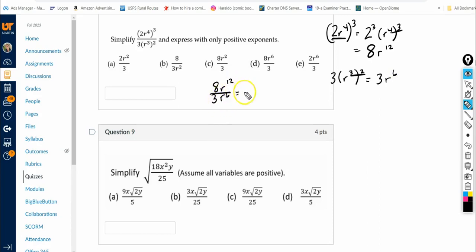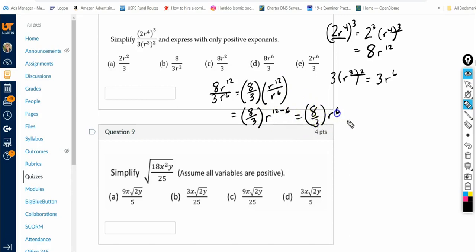Now you can split this up. It'll be the numbers and the power of r. Now 8/3, we can't do anything with that. That's as simplified as it gets. But here, the rule says it's going to be r to the exponent in the top minus the exponent in the bottom. That'll be r to the 6th. And then when you have a fraction times something that's not a fraction, it gets multiplied in the numerator.